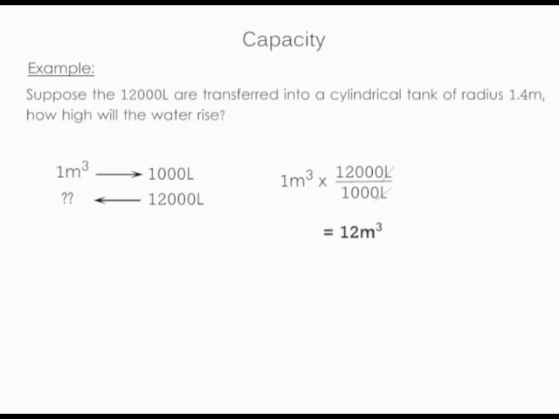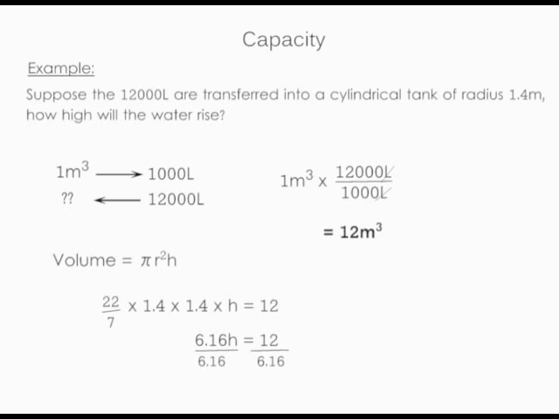So up to what height will the water rise? Volume of a cylinder is given by pi r squared times height. So we have 22/7 times 1.4 squared times h should give us 12 cubic meters. If we cancel that out, we shall remain with 6.16 times h is equal to 12 cubic meters. So to get h, we divide both sides by 6.16 and that should give us 1.95 meters. That is the height of the water in the tank. And so the key thing is to remember how to interconvert volume and capacity.